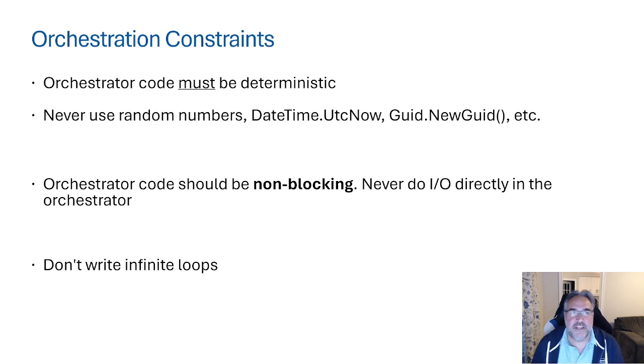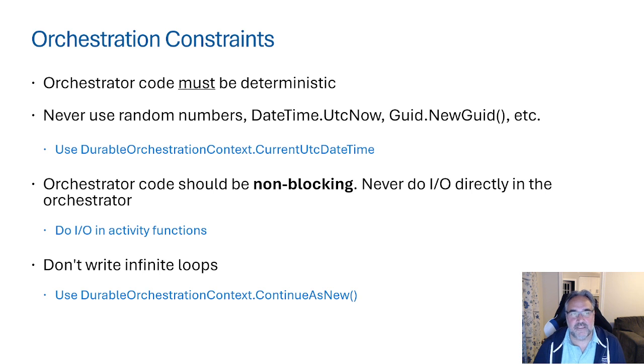Some of the constraints that an orchestration function has is that the code must be deterministic. It's always going to go back to the beginning and rerun again, and it's going to determine which activities it's called and which ones it still needs to call. So in the orchestration, you never want to use random numbers. You don't want to use DateTime.UtcNow or new Guid, things like that. There are ways to do that, so you can use the durable orchestration context's CurrentUtcDateTime, for example.